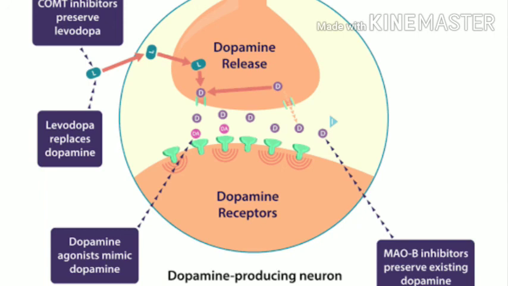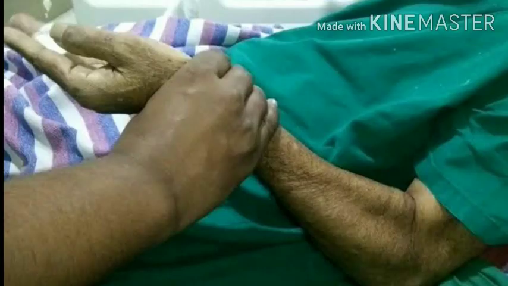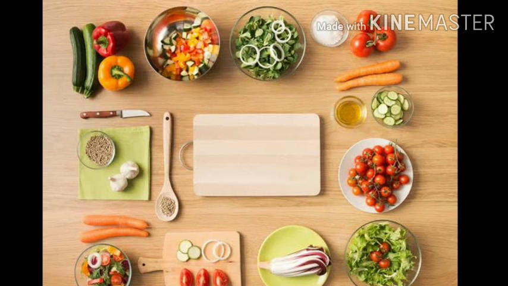These are about Parkinson's disease. Remember the following terms: substantia nigra, the location; pill rolling movement; cogwheel rigidity; akinesia; bradykinesia; and therapeutic diet of Parkinson's disease. These are the important points that we have to remember regarding this disorder.